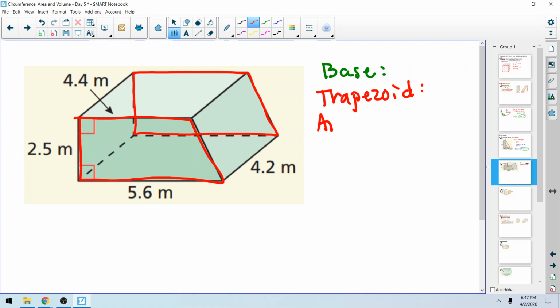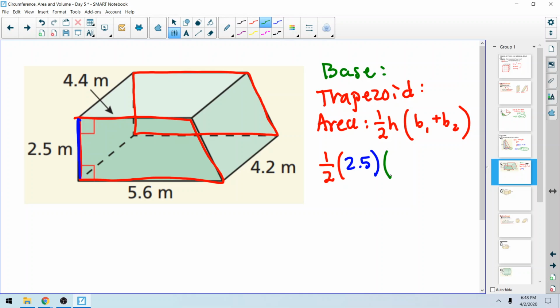How do you find the area of a trapezoid? If you have your reference sheet, look at your reference sheet, or Google. It is 1/2 the height times base 1 plus base 2. So let's think about this. 1/2 the height. What is the height on that trapezoid? That's right here, straight up and down, 2.5.